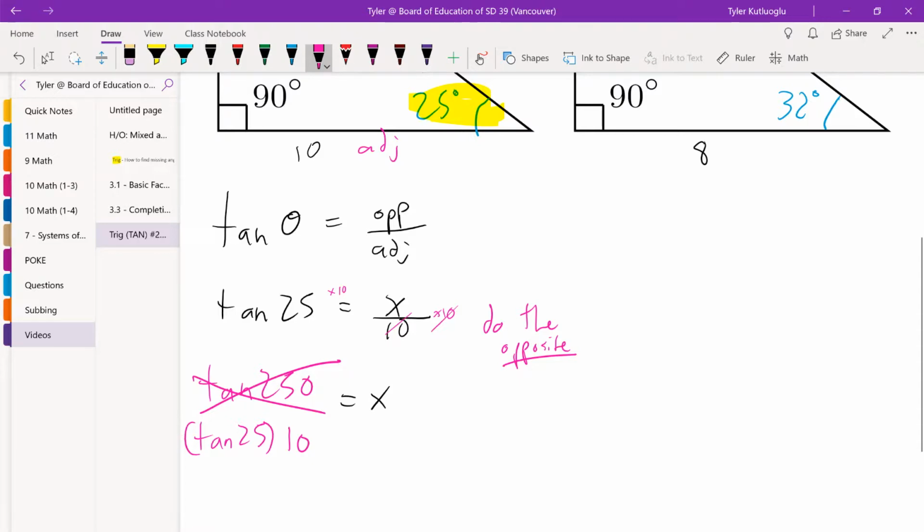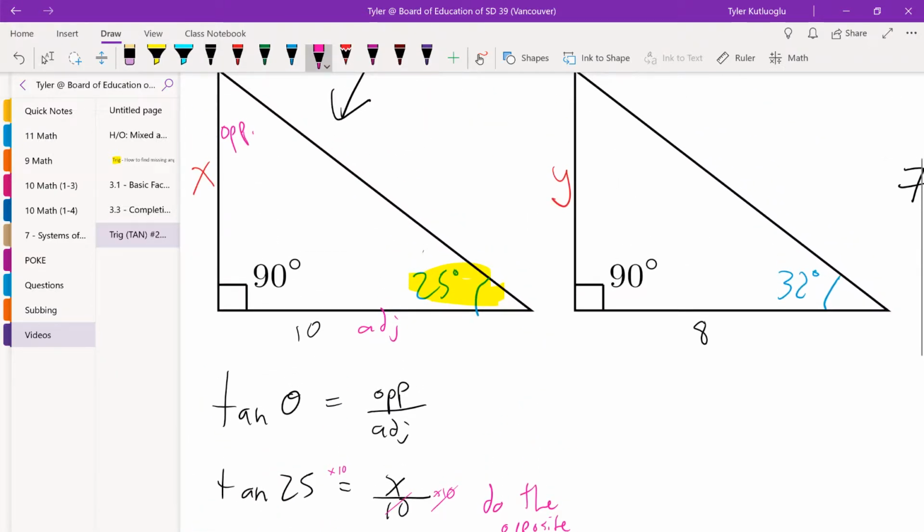So we have tan 25 times 10 equals x. Now I just put this in my calculator. I press tan 25 and find out what it is. For me, it was 0.466307, etc. Then I multiply that by 10. So I got 4.66 approximately is equal to x, and that's my final answer. So when I look back up here, this side length right here is 4.66 centimeters. That's it. We're done the question.